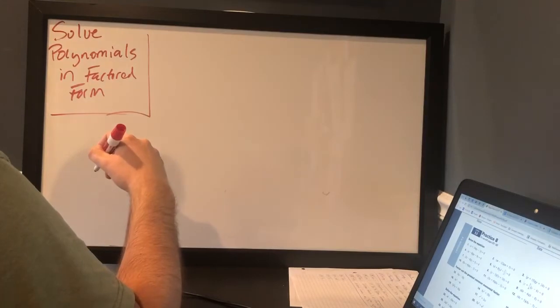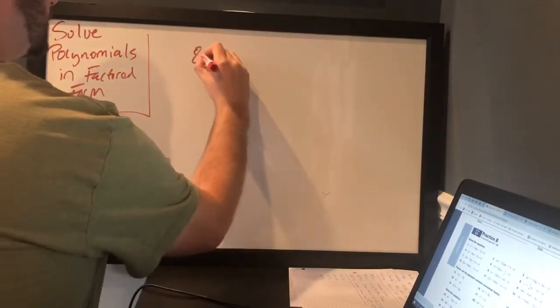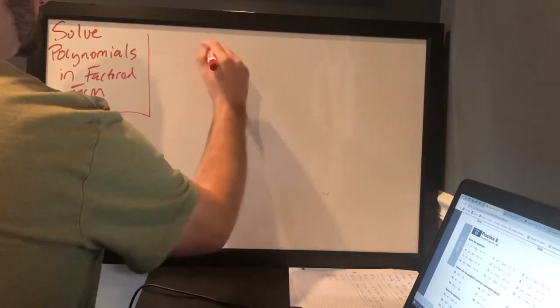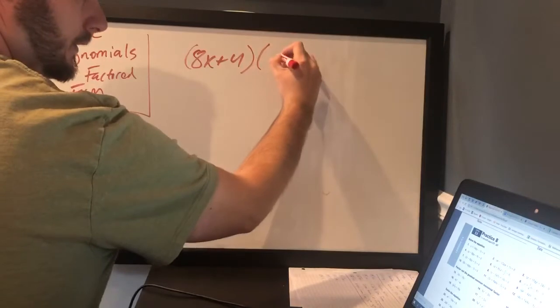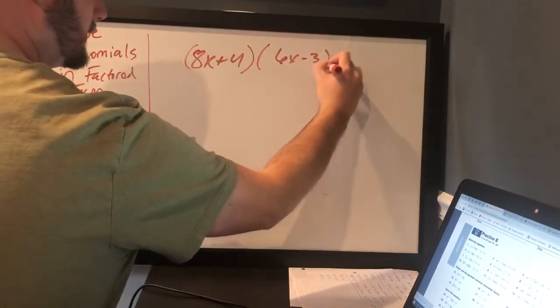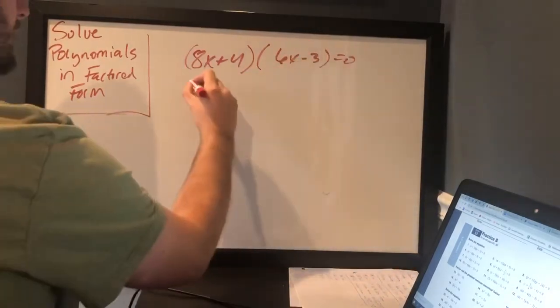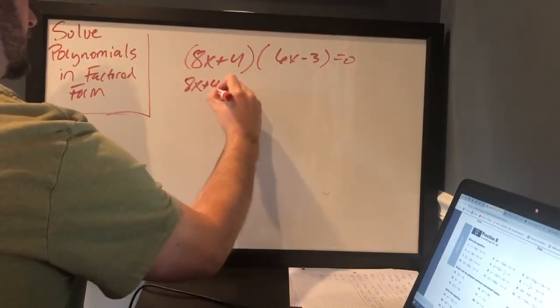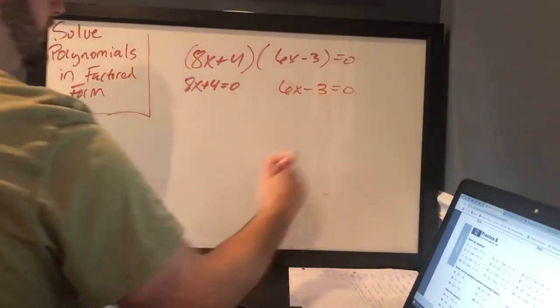There's one more type of problem you might get, and that's one where instead of just having x, you might have something like 2x inside. So let's go ahead and look at one like that. For instance, 8x plus 4 times 6x minus 3. Again, you're taking this and this and setting them both equal to 0 and solving. All you're doing here, guys, is solving one- or two-step equations.